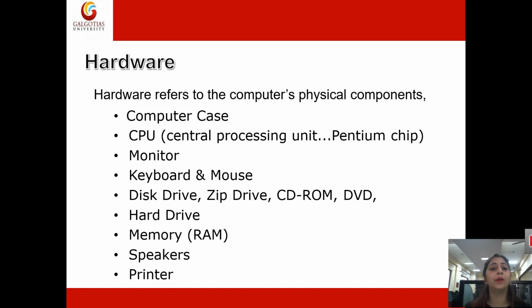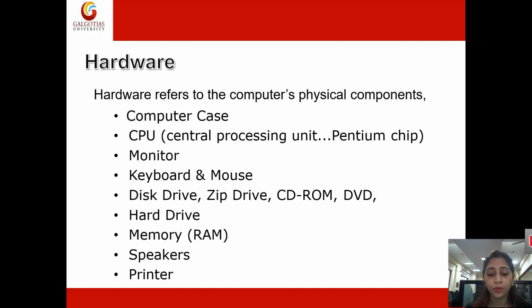So, examples of hardware: hardware basically refers to the computer's physical components, and those physical components are, for example, the computer case and the CPU, that is the central processing unit.